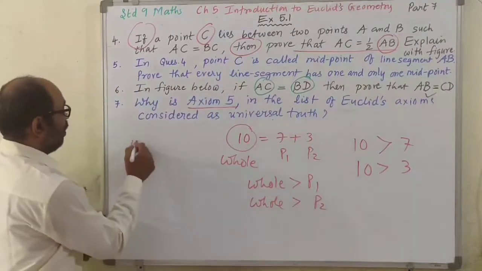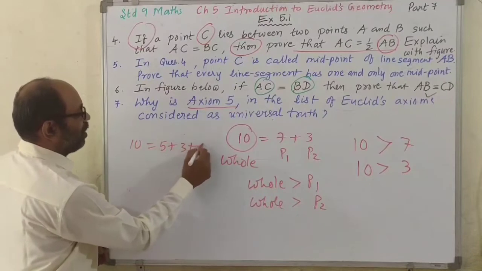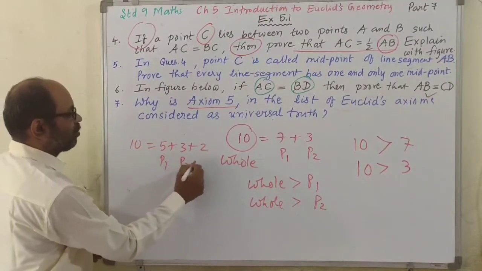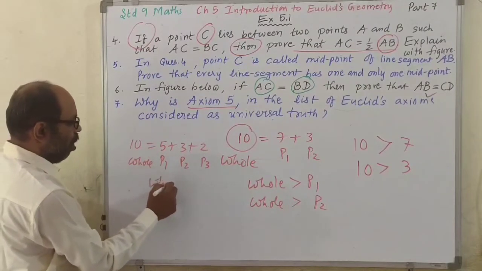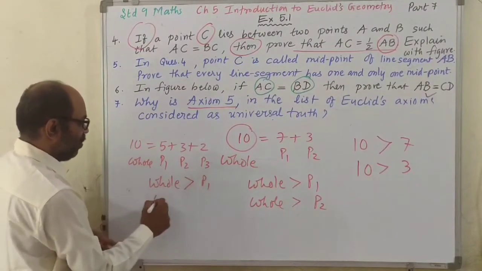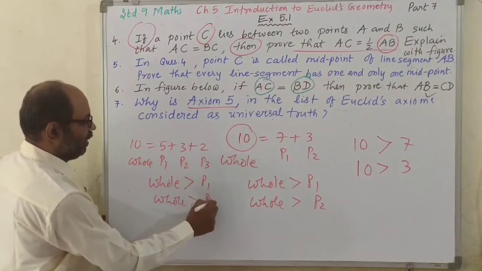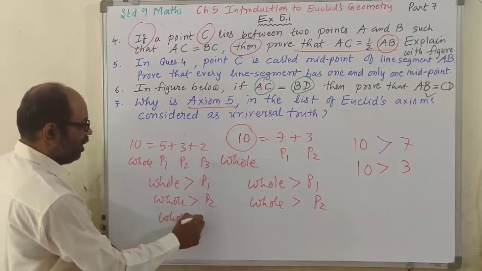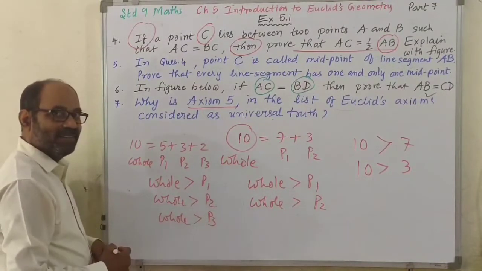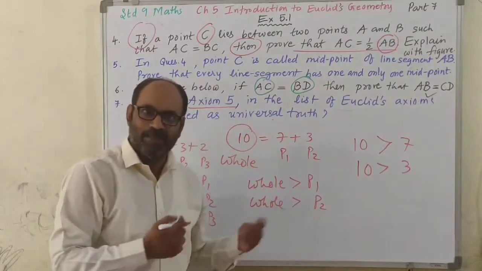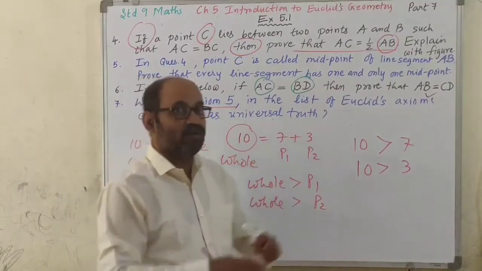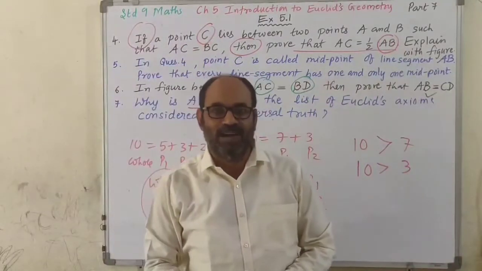If I take more, 10 is equal to 5 plus 3 plus 2. Call this part 1, this part 2, this part 3, and this is the whole. So whole is greater than part 1, whole is greater than part 2, whole is greater than part 3. So whole is always greater than its part. You saw this in maths.